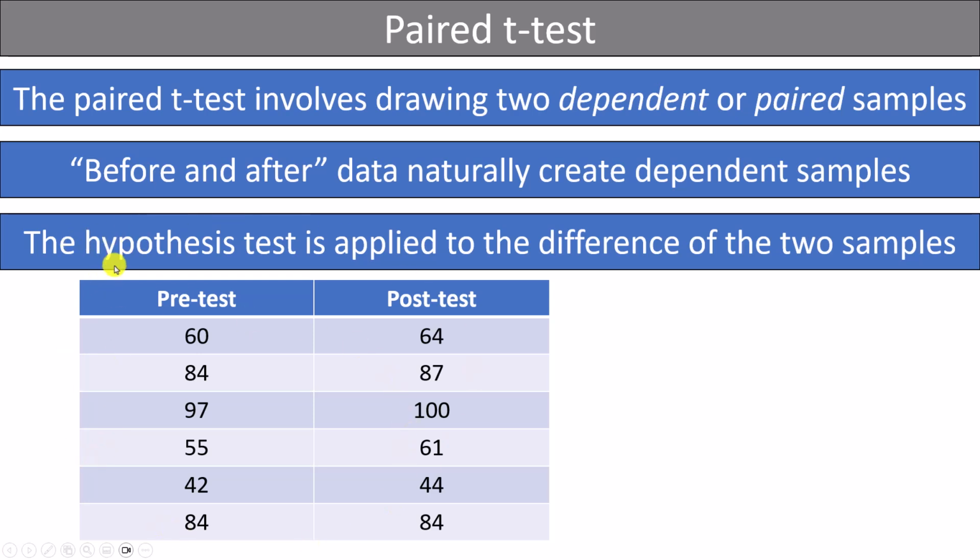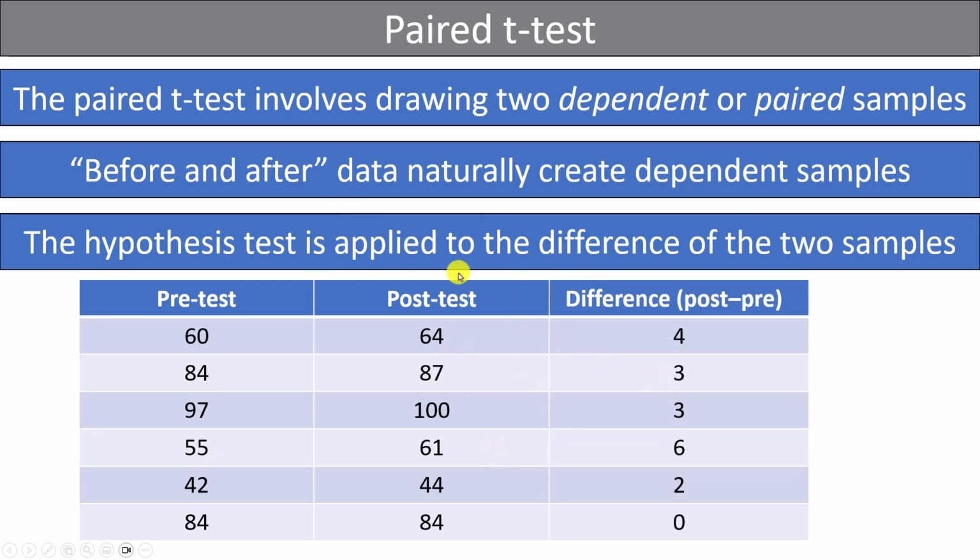Now, right here it says the hypothesis test is going to be applied to the difference of the two samples. So what that means is we're going to take these two samples and we are going to subtract them. So what I've done here is I have taken the post-test scores and I've subtracted the pre-test scores. And this is what I'm going to label as the difference column, post minus pre. So I've taken 64 and subtracted 60 and gotten 4. I've taken 87 and subtracted 84 and gotten 3, etc., all the way down through the table.